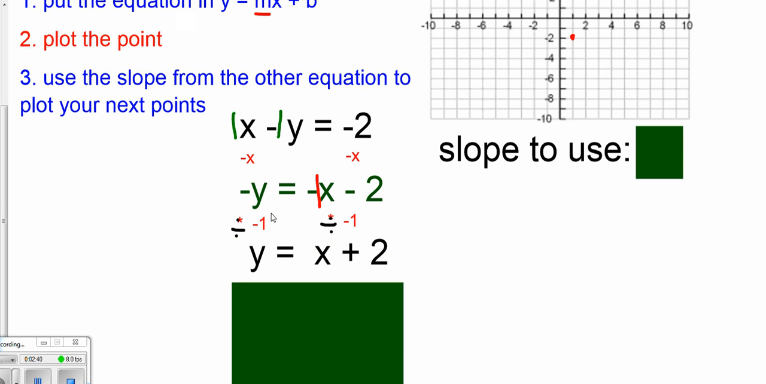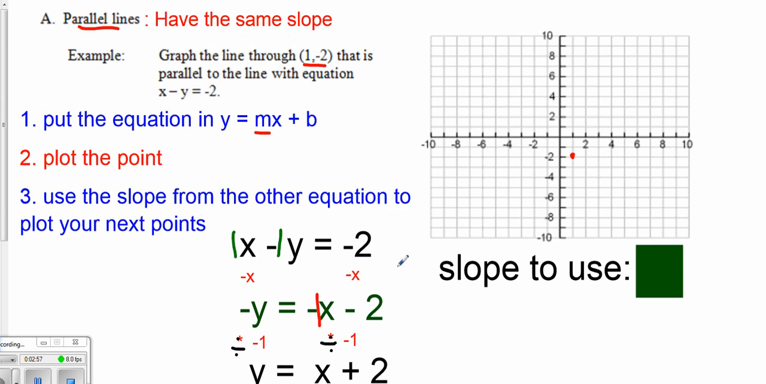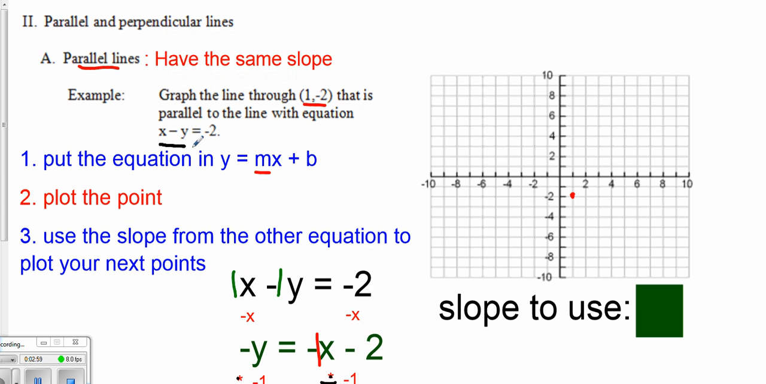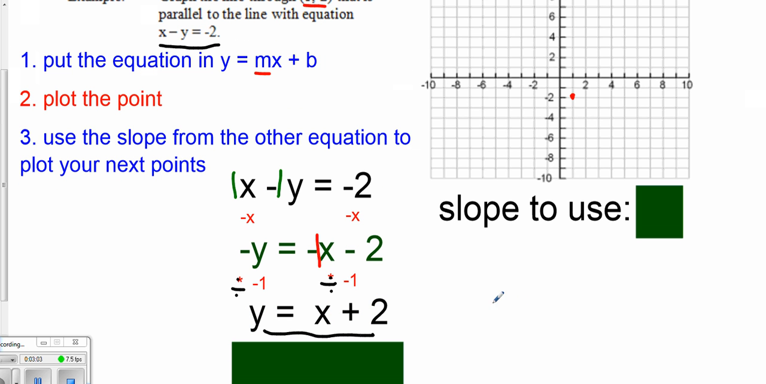What's going to change here? Well, this negative y is going to be a positive y. Negative 1x is going to be a positive 1x. And minus 2, or a negative 2, is now a positive 2. So this would be our line. y equals x plus 2 is the exact same line as x minus y equals negative 2. They mean the exact same thing.